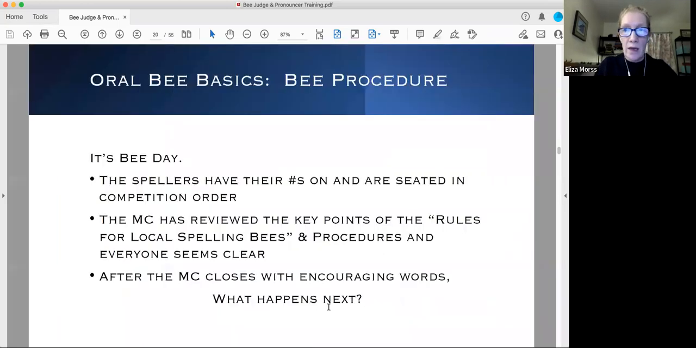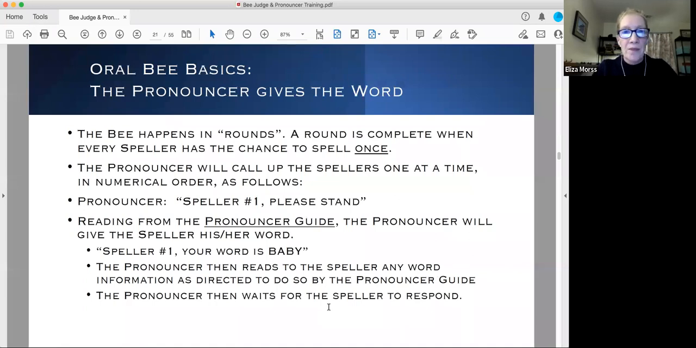Okay, next page. Bee basics, the bee procedure. So it's bee day. Your spellers have their little competition numbers on. They're seated in order. The MC has made the introductory remarks, gone over the key points of the rules for local spelling bees. Everyone seems to understand it. And the MC says, rah, rah, we're all here, let's get going. So what happens? This is what happens.